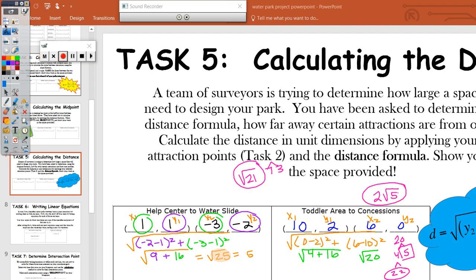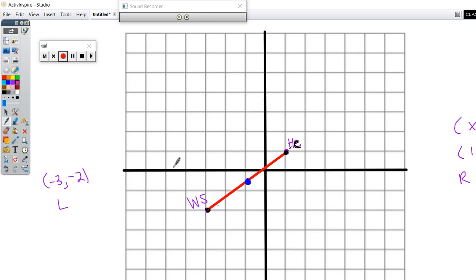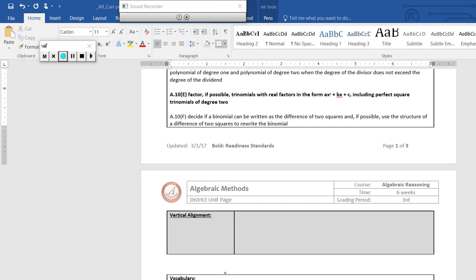Okay, so back to my picture. All this is saying is the length of this red line is 5 units. Now there's no real way to check that unless we had a ruler or something like that. Alright, next part.